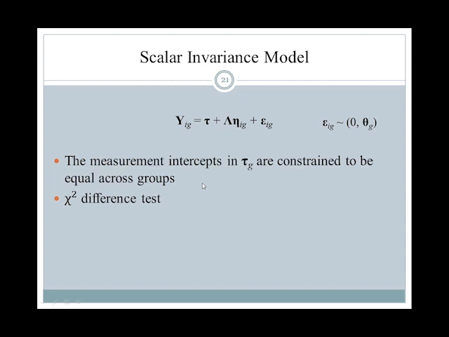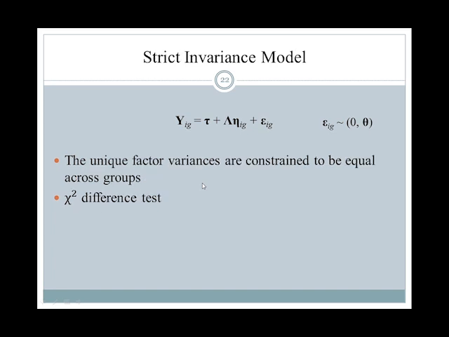So assuming that our metric invariance model fits well and our chi-square difference test was not significant, we move on to testing the scalar invariance model. And here we constrain the intercepts to be equal by group. Once again, we conduct a chi-square difference test between this model and the metric invariance model. If it's not significant, then we choose the more parsimonious model, which is the scalar invariance model, and we can move on to testing the strict invariance model. And here, our unique factor variances are fixed to be equal by group. And we do the same procedure and analyze a chi-square difference test.